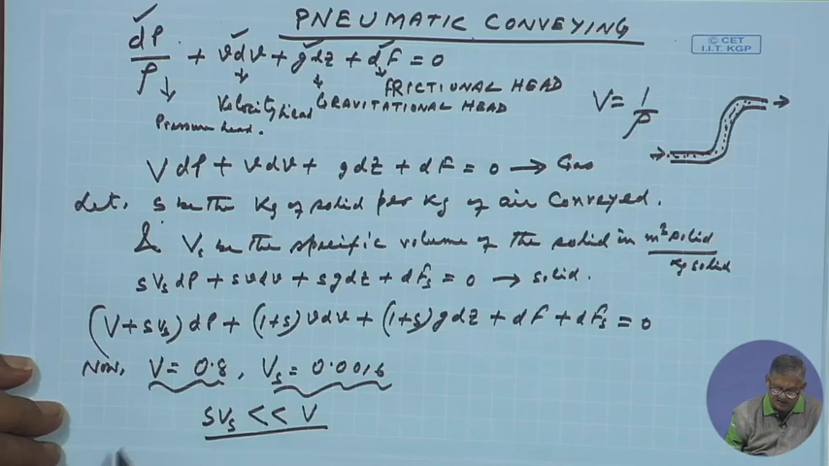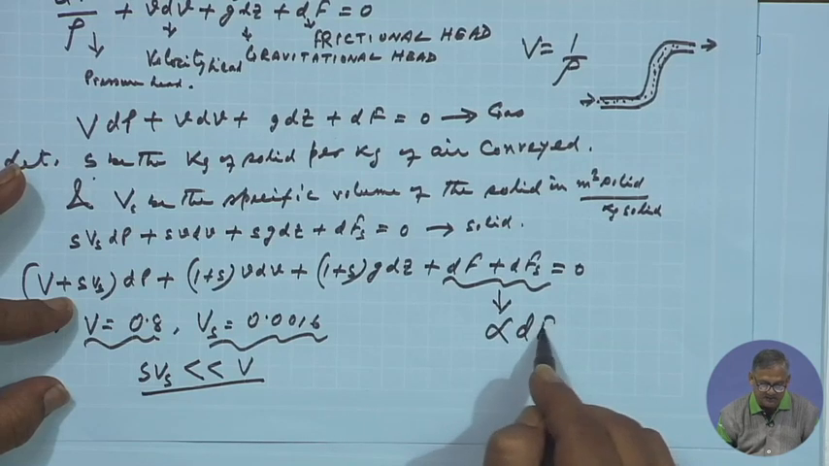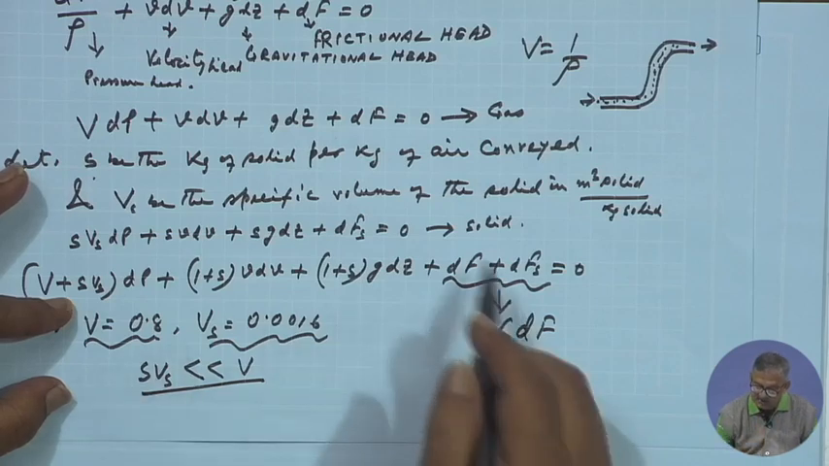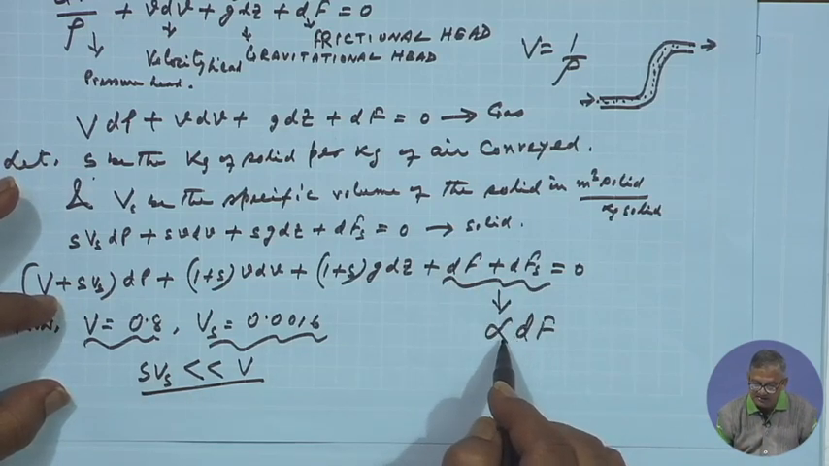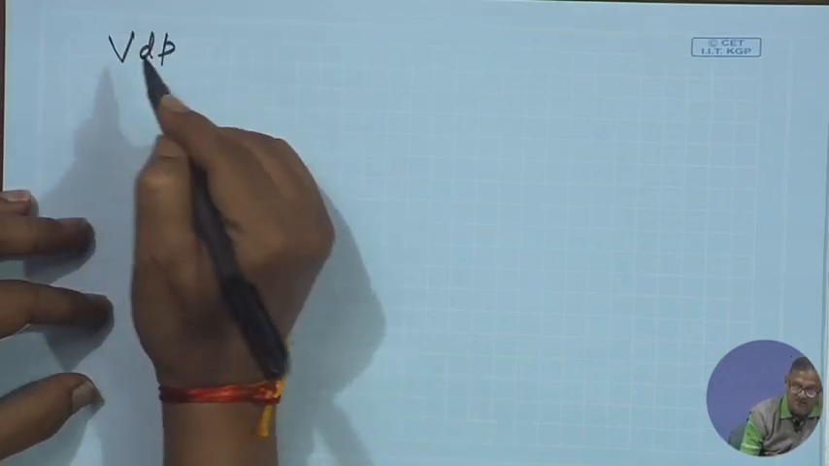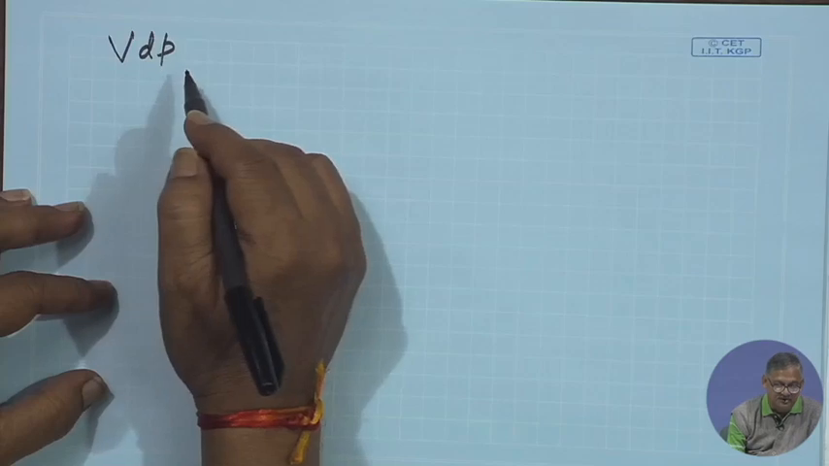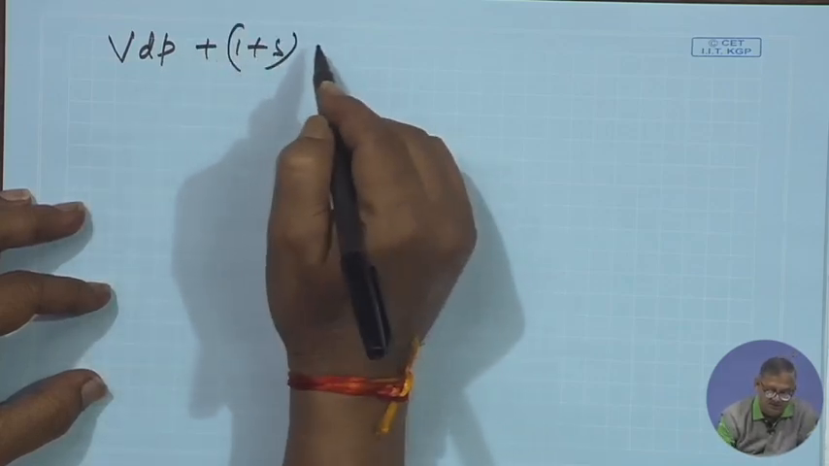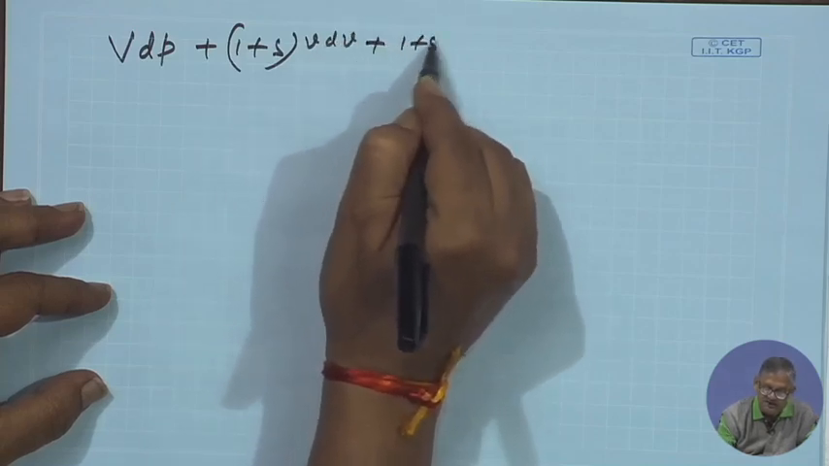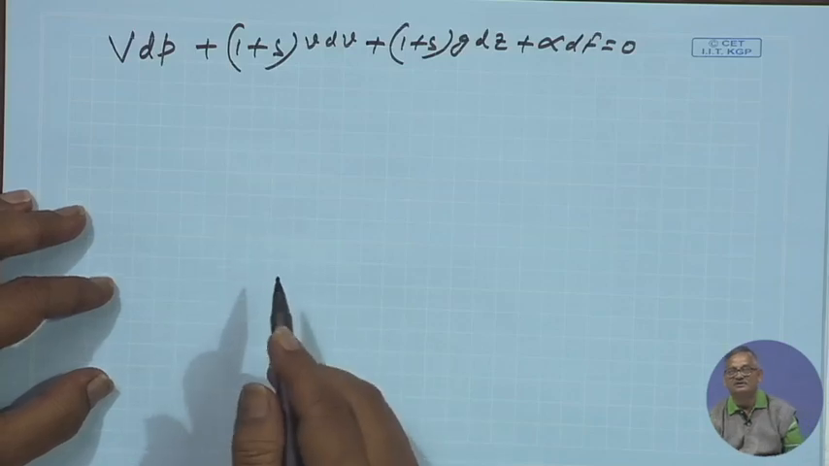So, we can write in that case, also one more thing we could assume here, that this dF and dFs put together is some, say, alpha dF. Alpha is not known, alpha is a constant. So, if we assume these two together to be alpha dF, then we can rewrite that equation, that V dP, because we have neglected S Vs, much smaller than V, right. So, V dP plus 1 plus S into V dV, right, plus 1 plus S into G dZ plus alpha dF, this is equal to 0, right.